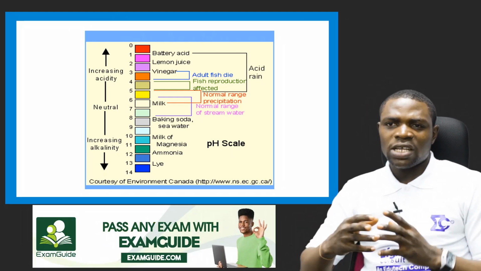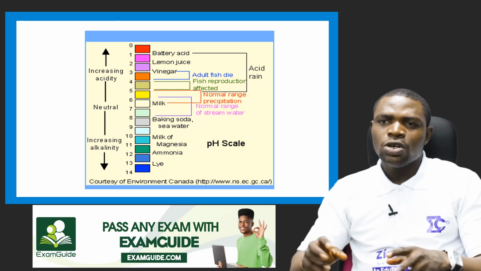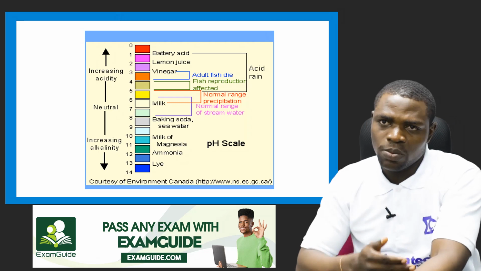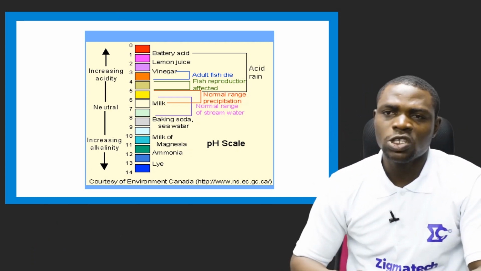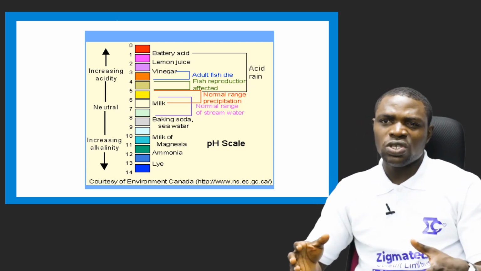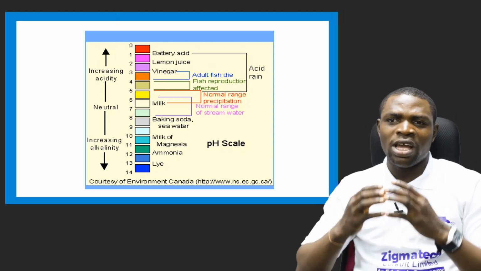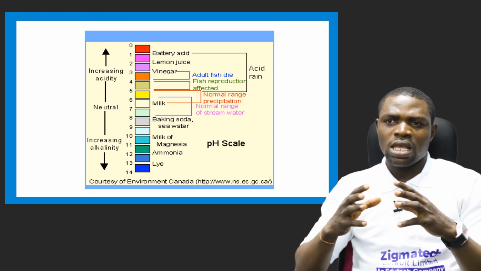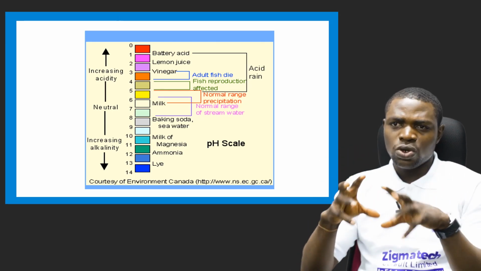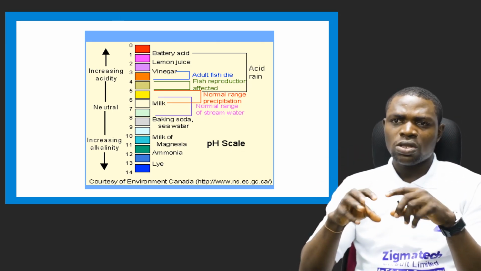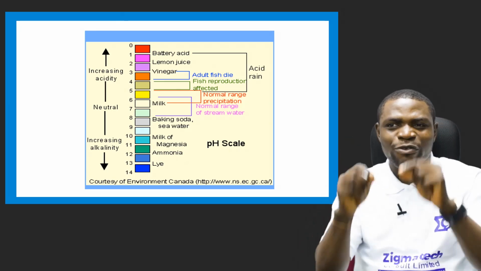So if you look at battery acid, it's very, very acidic. In fact, that's why you wouldn't go near to taste it or allow it to touch your body. If you do, you're going to see the harmful effect of this particular substance. Lemon juice is also very acidic. Vinegar is very acidic. In fact, you can find vinegar in fish reproduction. It's very, very important that you know this. In fish reproduction, vinegar actually affects the reproduction because of its level of acidity.